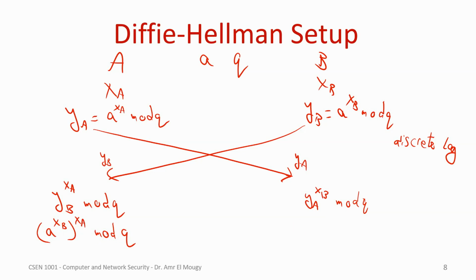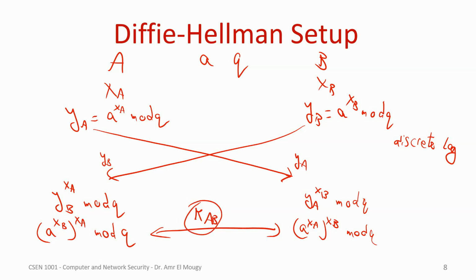Same thing on the other side. YA is equal to A power XA. You raise it to the power of XB mod Q. Now take a look at these two expressions. They are equivalent. So both of them calculate the exact same number, which is the key that is exchanged between A and B. Okay. So the value that they calculate as a result of raising the public keys to the exponent of their private keys is actually the exchanged key. Note here that they both were able to calculate the exact same value KAB without sending to each other their private keys. They only have to send to each other their public key.